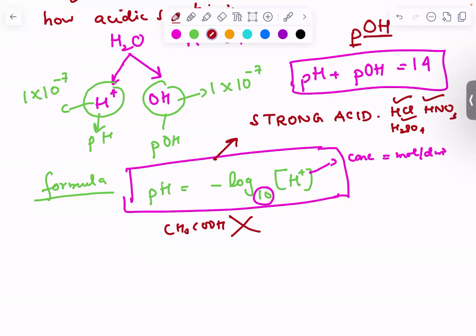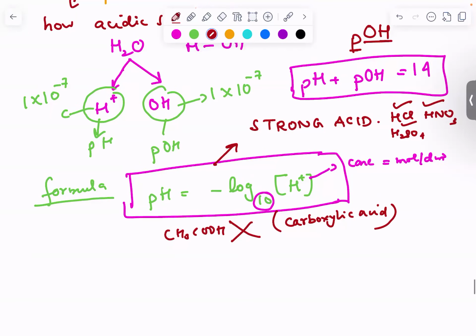It is one of the weak acids. I think in your syllabus only ethanoic acid has been given as a weak acid. But the carboxylic acids are the weak acids. What do I mean by this? That means ethanoic acid, propanoic acid, butanoic acid, pentanoic acid, hexanoic acid. These are the weak acids. I'm talking about carboxylic acids, not only ethanoic acid. Ethanoic acid is a carboxylic acid. So all carboxylic acids are weak acids. Are you getting my point?